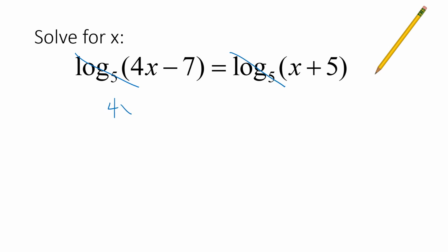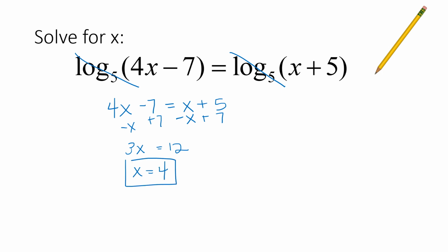So I would get 4x minus 7 equals x plus 5. And this just becomes an algebraic problem for me to use my algebra skills and solve. Subtract x from both sides, 3x, add 7 to both sides, equals 12. So x equals 4. So the answer I get back is x equals 4.